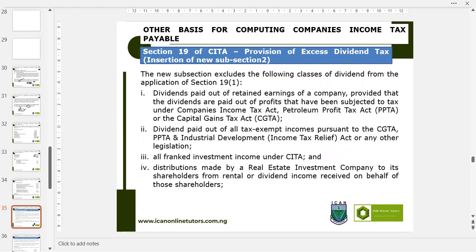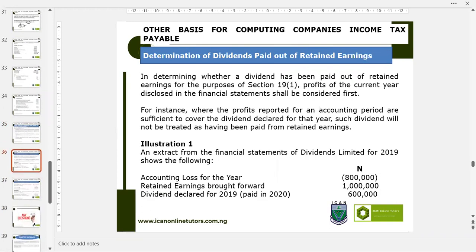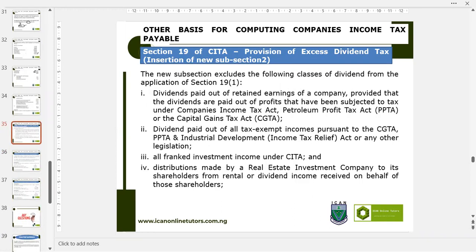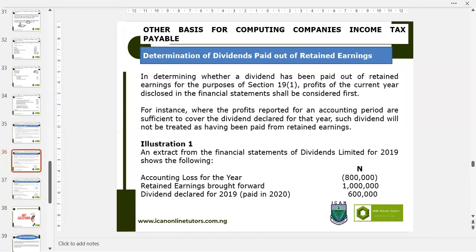Then we have dividend paid out of all tax exempt incomes pursuant to the Capital Gains Tax Act, Petroleum Profit Tax Act, and Industrial Development Act, or any other legislation, and all franked investment income under CETA, as well as distributions made by a real estate investment company to shareholders from rental or dividend income received on behalf of those shareholders. Okay, so this is in line with the provision of the Finance Act of 2019 and 2020.